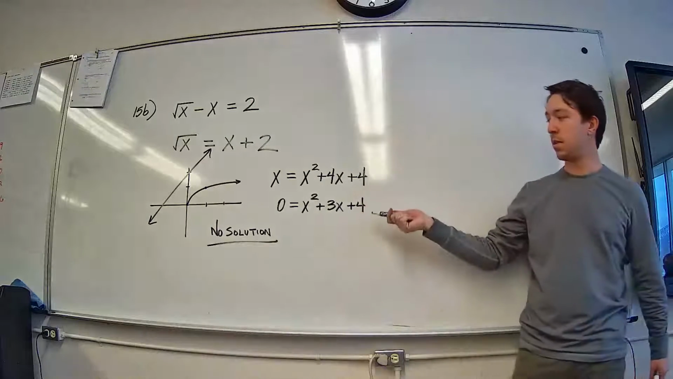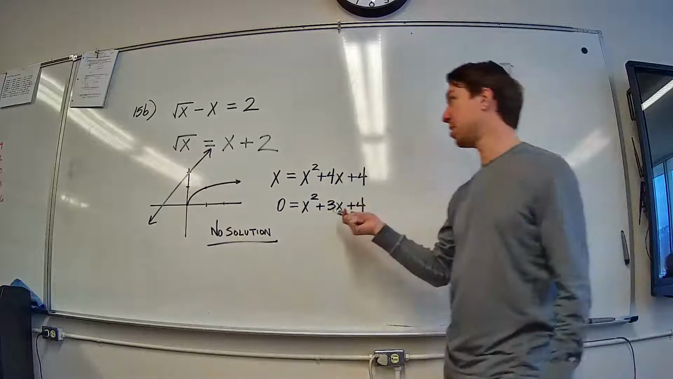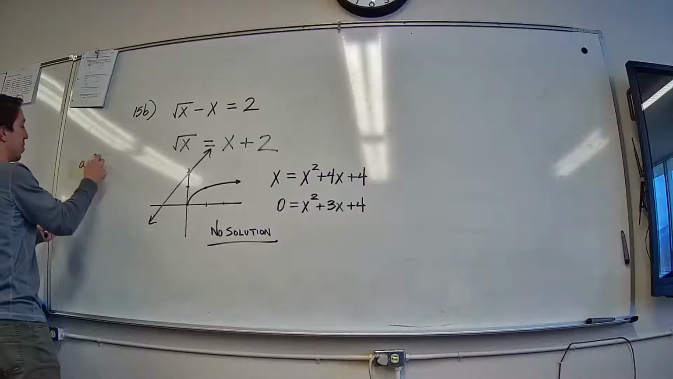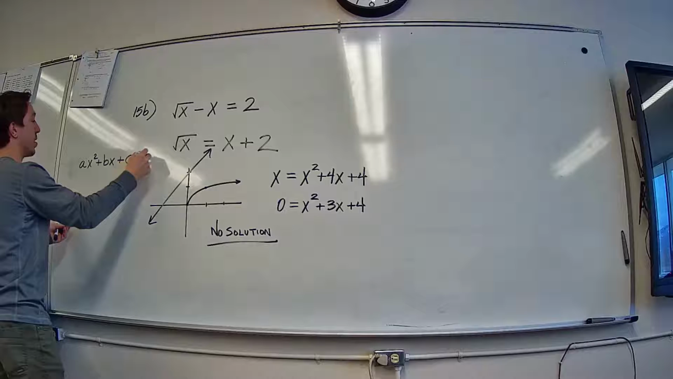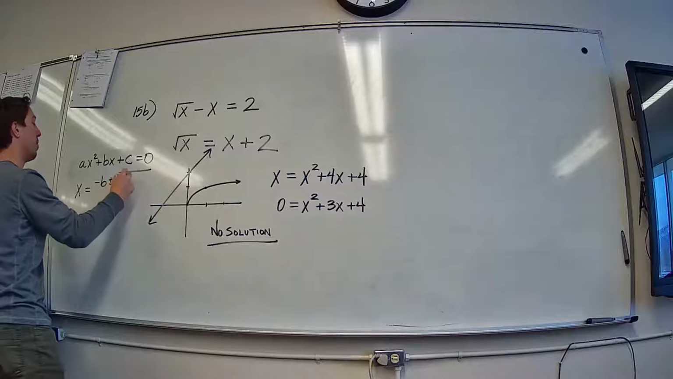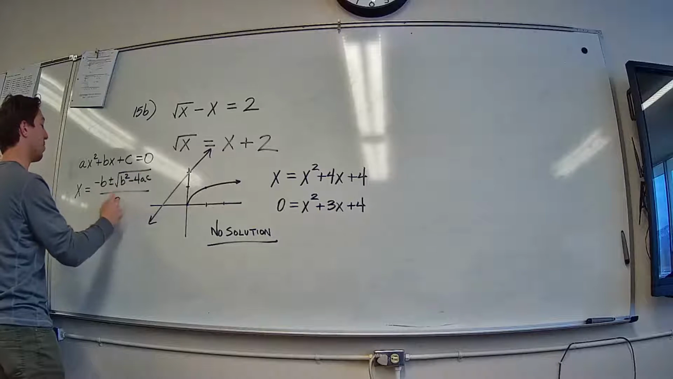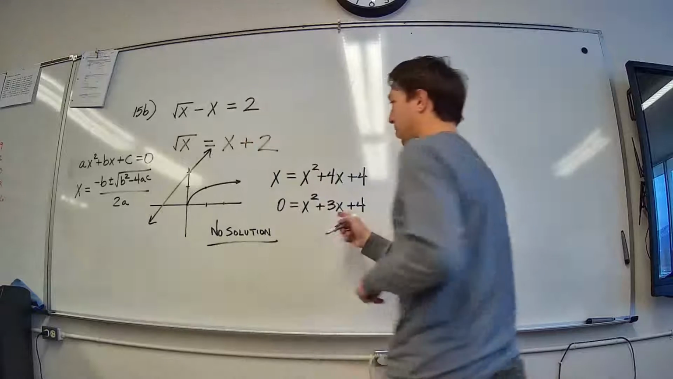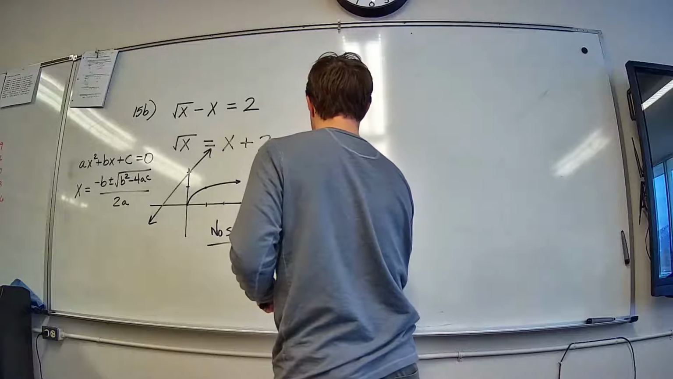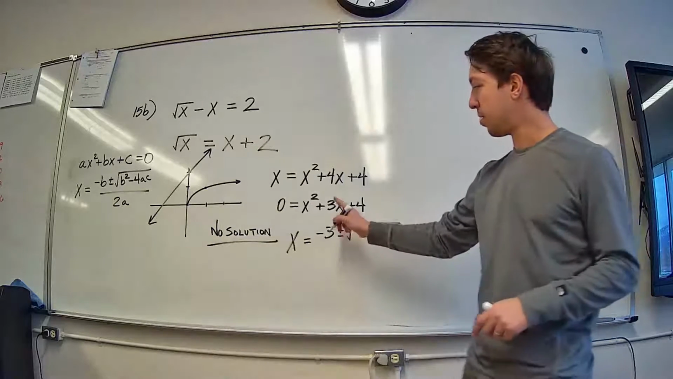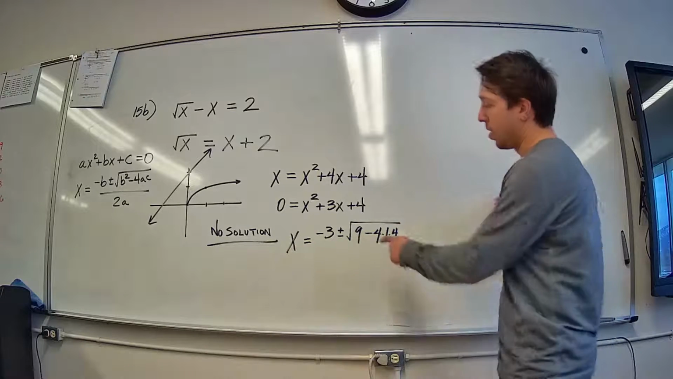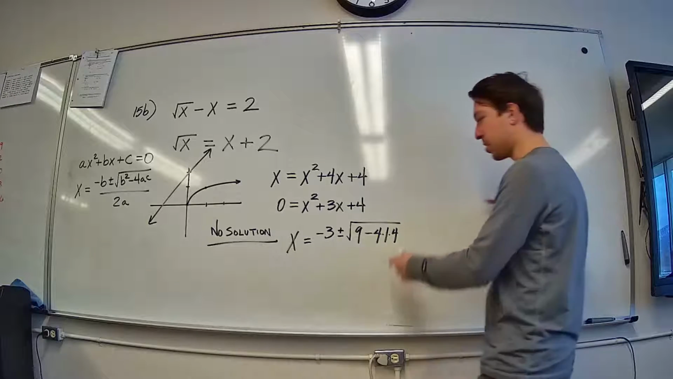and then if you use the quadratic formula, remember the quadratic formula: if your equation is a times x squared plus b times x plus c equals 0, then your solutions are negative b plus or minus the square root of b squared minus 4ac, all over 2a. But you might already be noticing, wait a second, that's weird. The number under the square root is going to be b squared, 9, minus 4 times 1 times 4. But 9 minus 16 is negative, and you can't take the square root of that.